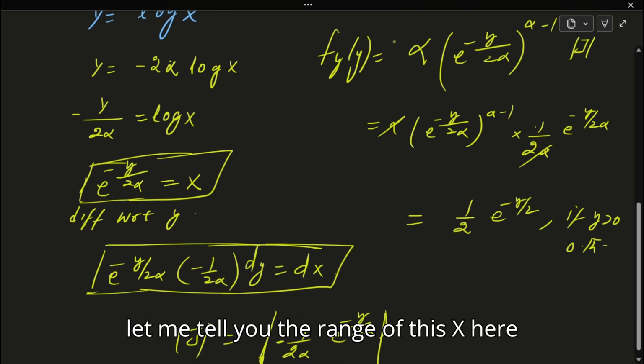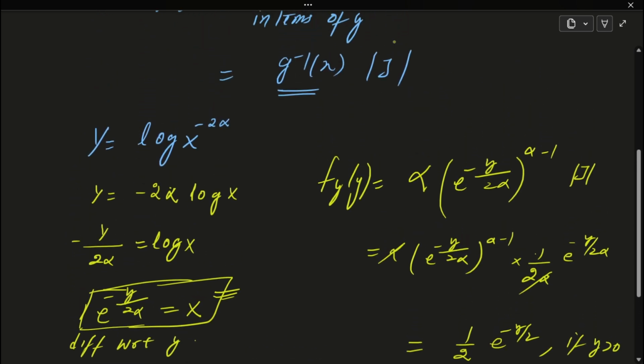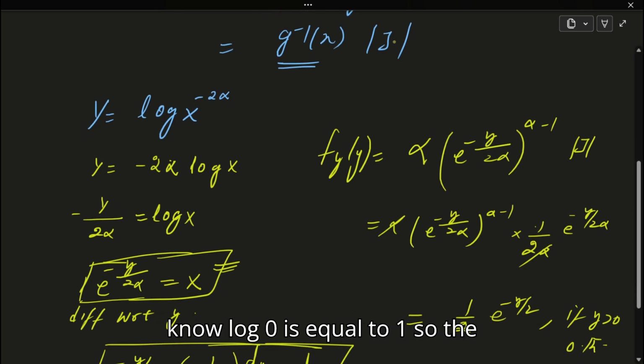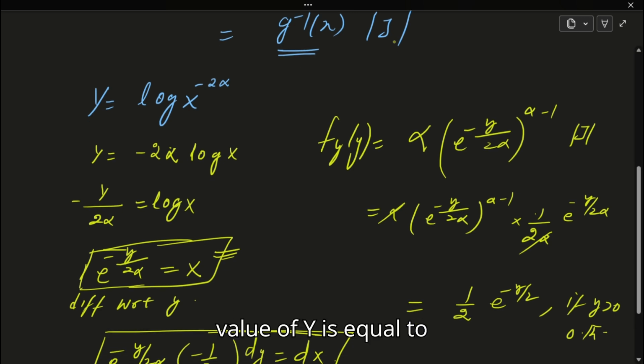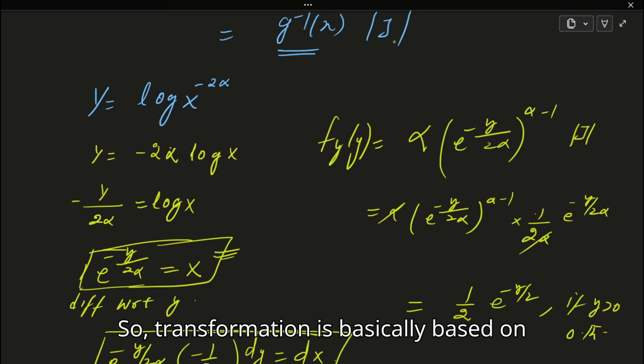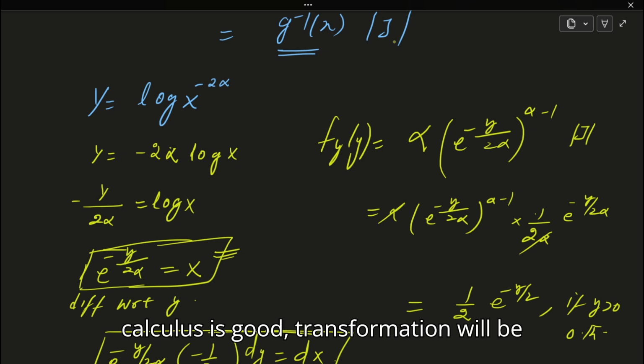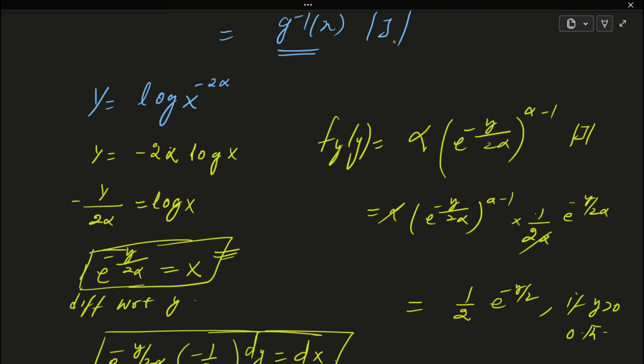Let me tell you the range of this x here. Whenever x is between 0 and 1, y is equal to this. As you know, log 1 is equal to 0, so the value of y is equal to minus 2 alpha. This is all calculus. So transformation is basically based on calculus. If your calculus is good, transformation will be good.